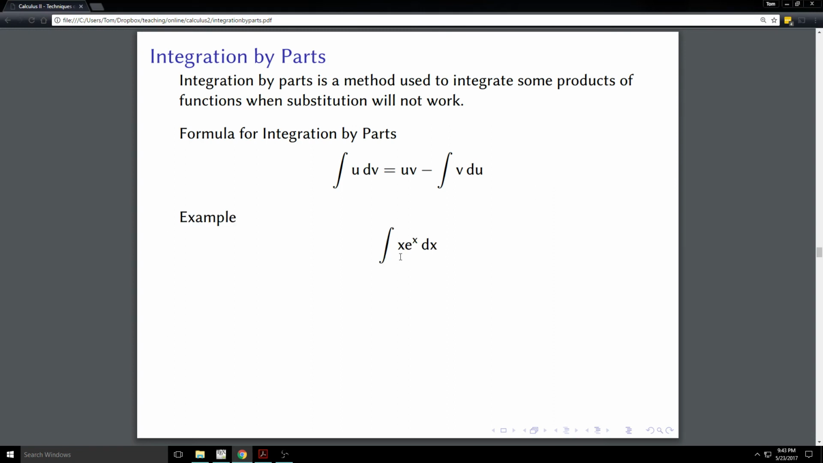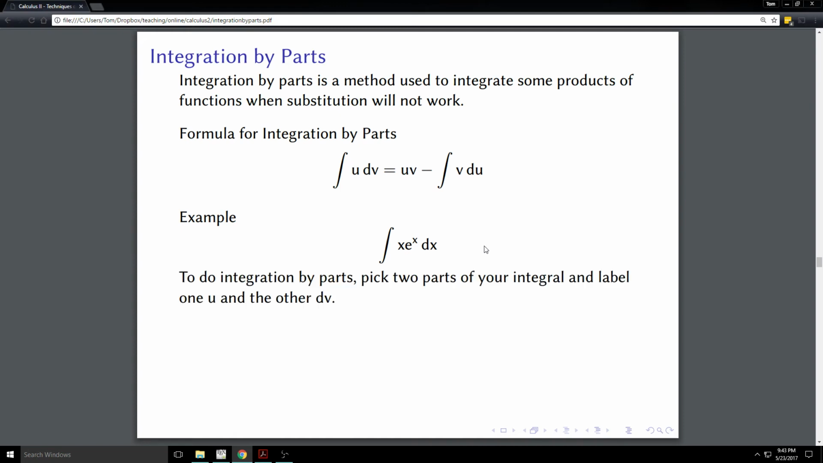Okay, so here we are. This is the example that we looked at before, x e to the x. We tried some of the obvious substitutions. Nothing really panned out, right? So what we're going to do is use integration by parts. To do integration by parts, you're going to pick two parts of your integral and label one u and the other dv. Okay, so in substitution, you only use the u. In integration by parts, we're going to add an extra thing inside here.